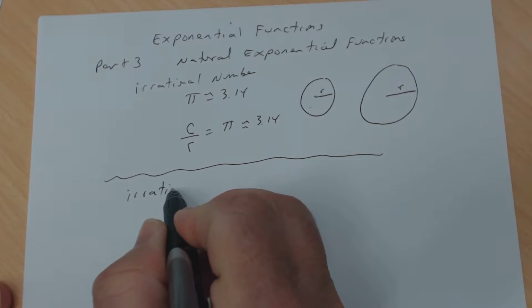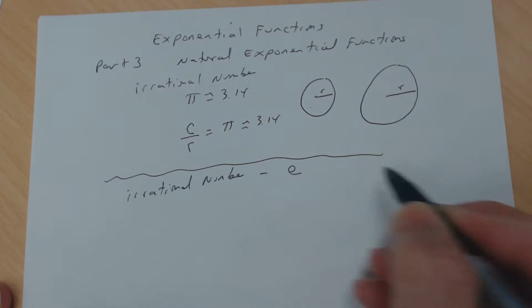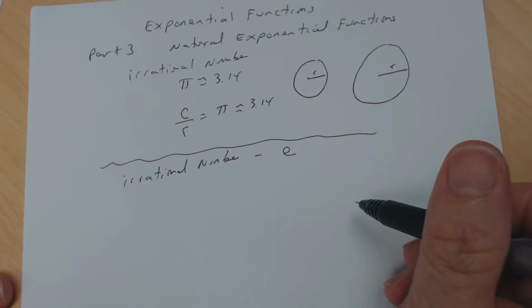Okay? Now, with regards to this natural exponential function, another irrational number that you're going to learn about is the number e. Okay? So let's discuss how e came about.